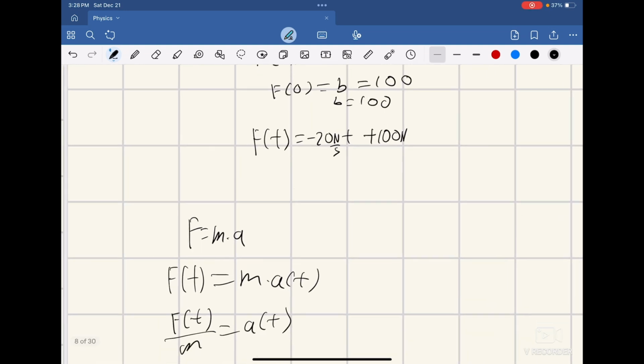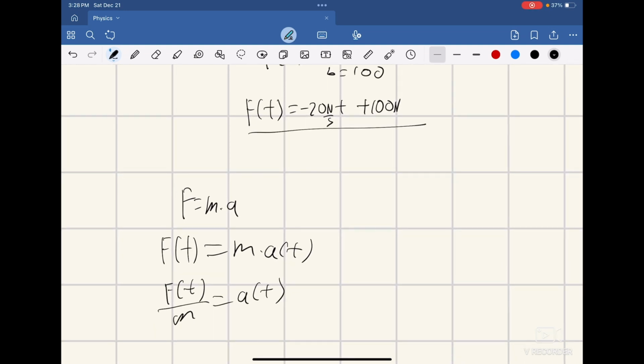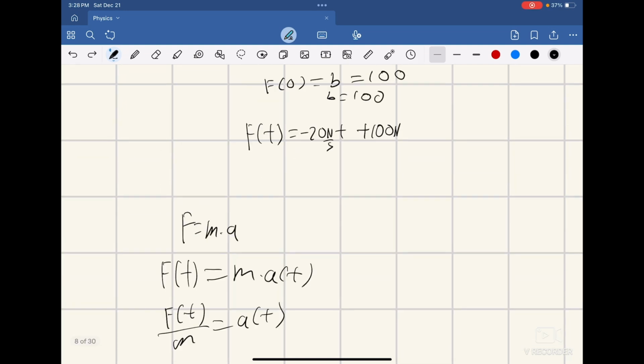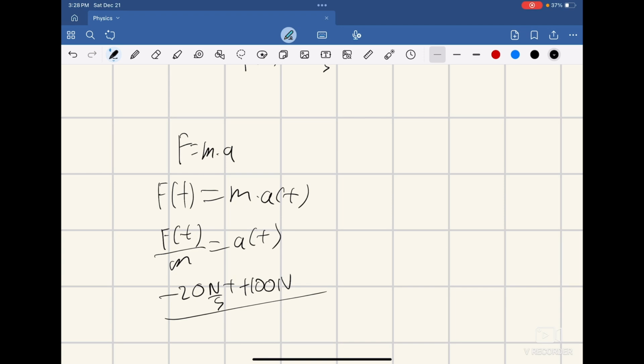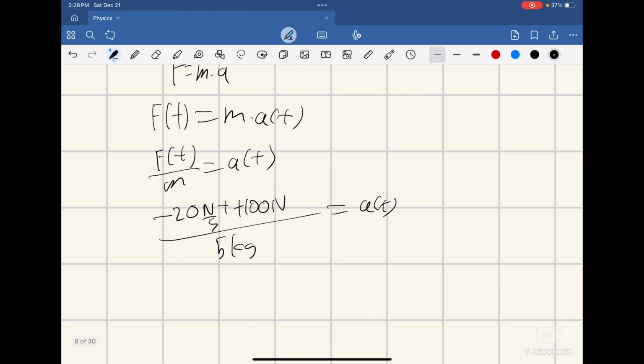And right here, since we know that F of t is equal to negative 20 N per s times t plus 100 N, we can write negative 20 N per s times t plus 100 newtons, divided by the mass, which is given to us, which is 5 kilograms, is equal to a of t. And if we simplify this, newtons is given by kilogram meters per second squared. So we just have negative 20 meters per second cubed.